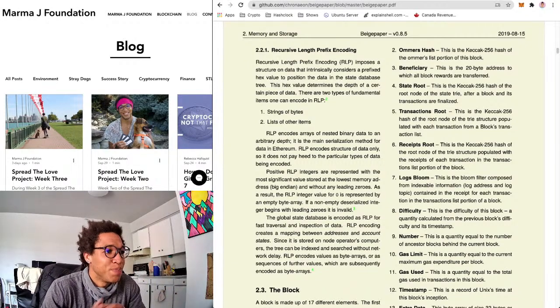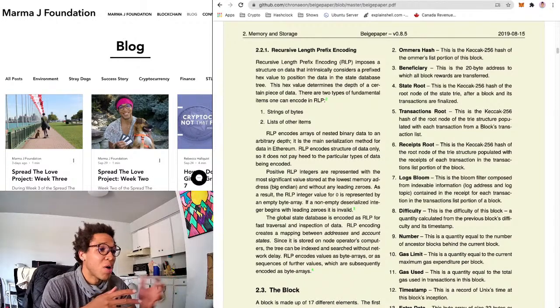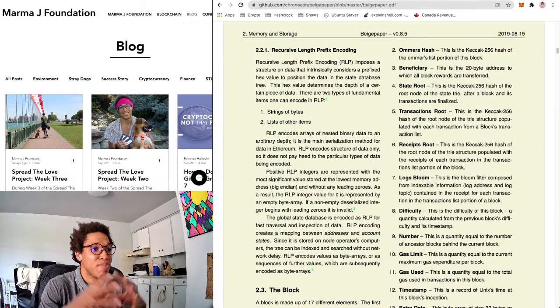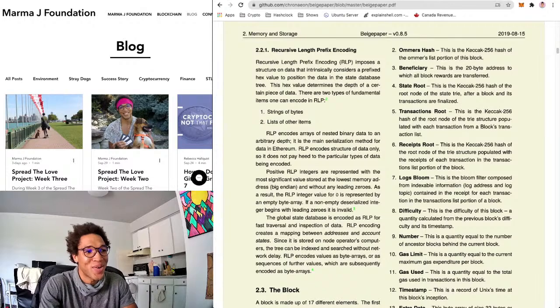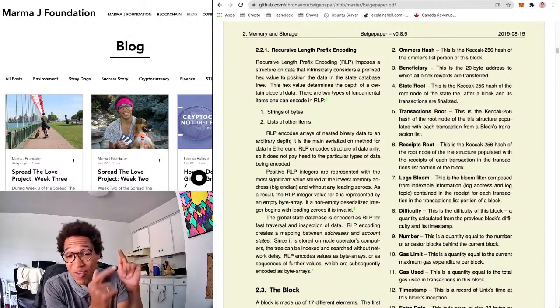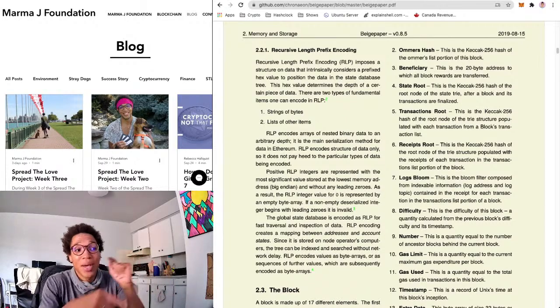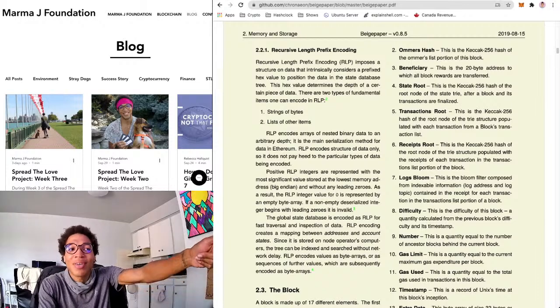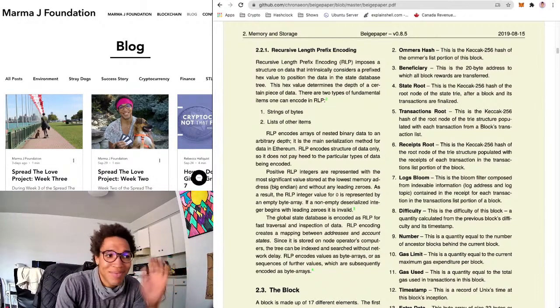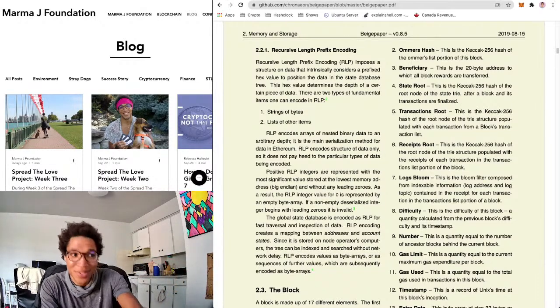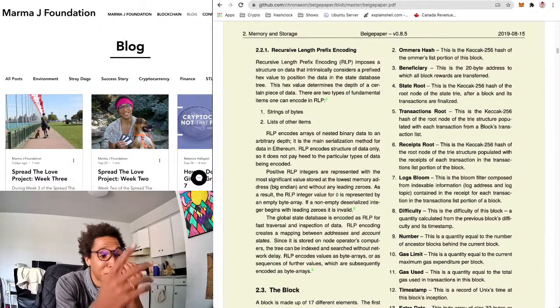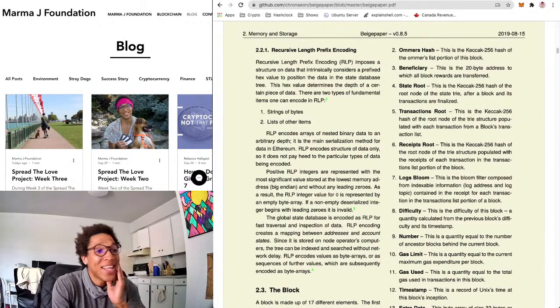Positive RLP integers are represented with the most significant value stored at the lowest memory address, big endian, and without any leading zeros. I've never heard that out loud. I've read about this, but bear with me if I'm mispronouncing words in the paper. I'll probably look it up later.